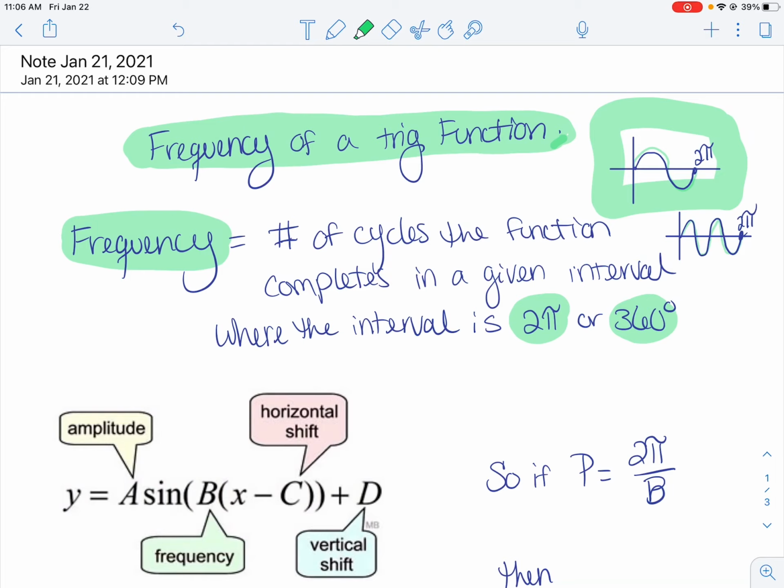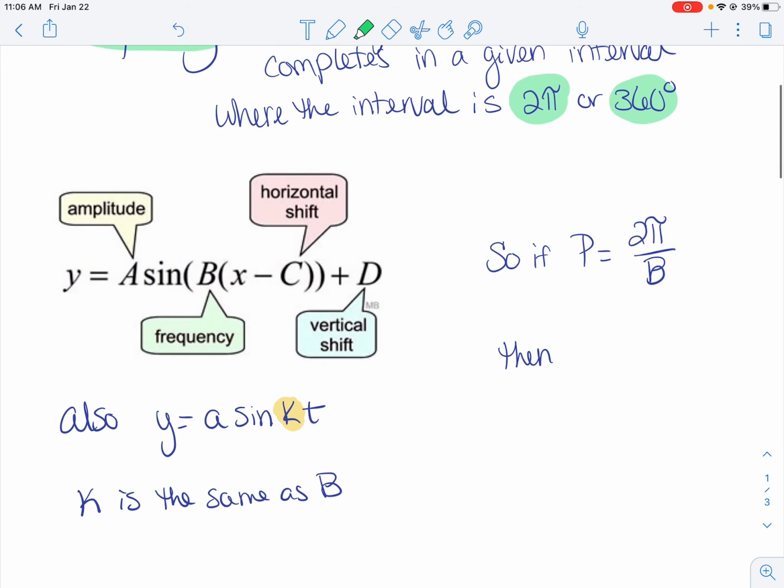That's how many cycles we can fit within that interval. So really, frequency is the same as the b value in your trig equation. This is the same trig equation that we've been working on, and frequency is what we call that b value.